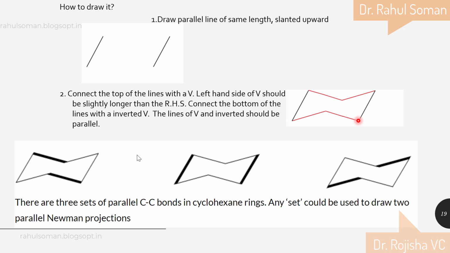But once you draw it, the structure should look like this only. These two lines are parallel, these two lines should be parallel to each other, and these lines also should be parallel to each other. That's all. How you draw it is up to your convenience, but ultimately all these lines should be parallel to each other. Otherwise you are simply drawing some cyclic structure, and you are not going to get the marks. You have to draw it in this fashion only.